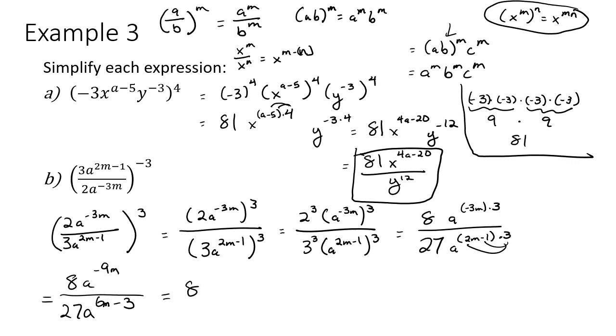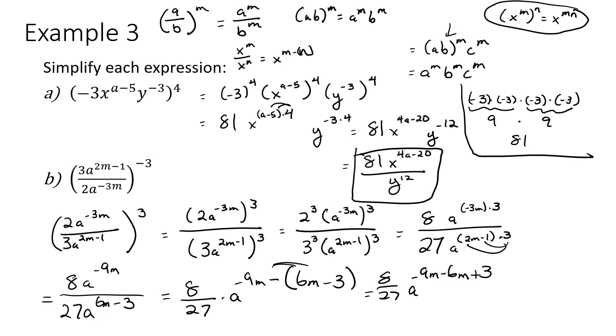So this is going to be 8 over 27. And I'm going to go ahead and bring the 8 over 27 out and just separate the a from the fraction completely. And this is going to be a to the, the top exponent was negative 9m, but then I'm going to subtract from that the bottom exponent of 6m minus 3. That minus sign will distribute through. So that's a negative 9m minus 6m plus 3. And then because we have some like terms with m's here, the last thing we can do is combine those together.